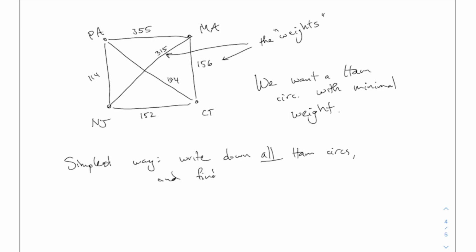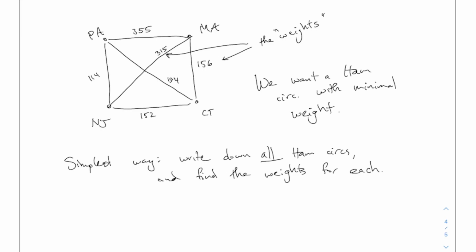And find the weights for each one. And then you just choose the smallest one. All right? I say this is the simplest way. You'll see actually this kind of takes some effort, although it's not really hard. You just have to do it, and it'll take you a few minutes to do it.